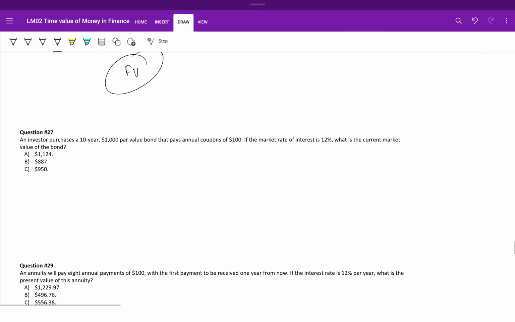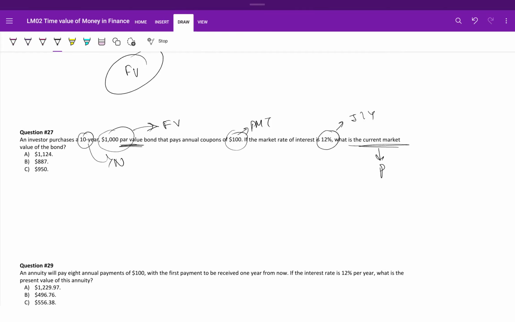Question number 27: an investor purchases a 10-year $1,000 par value bond that pays an annual coupon of $100. So this is the coupon payment, PMT. Market rate of interest, I/Y. Par value, we are going to receive. I hope you are familiar with what par value is. This is the future value and this is N. Here, what is the current market price of the bond? You actually have to calculate the present value.